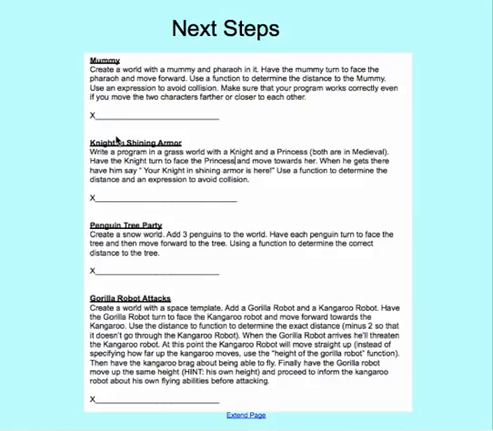And then after that, they will do these 3 exercises: Knight in Shining Armor, Penguin Tree Party, and Guerrilla Robot Attacks. And these all build on the stuff we covered in Mummy. So the rest of the period will be spent with them working on these. I'll identify the students that are grasping it at a higher rate, and I'll have them become the so-called experts and help the other students. And so yeah, the rest of the class will be used to put this information into action.